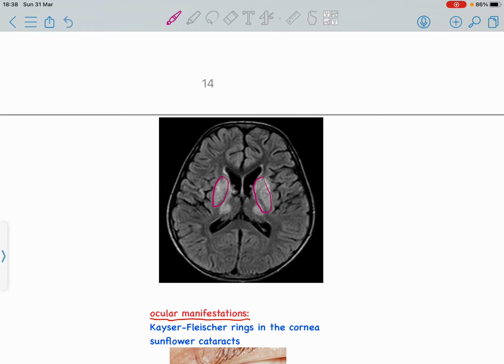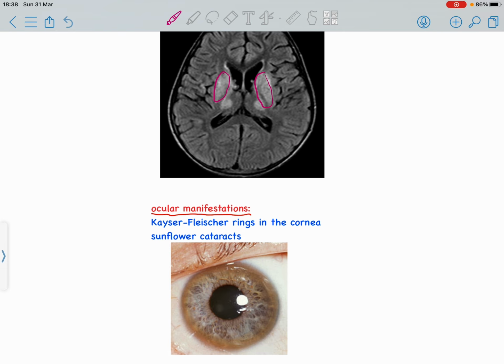And then comes the ocular manifestation. The ocular manifestation is mainly the KF ring, or Kayser-Fleischer ring, in the cornea, and it occurs due to deposition of copper in the Descemet membrane of the cornea. So this is the KF ring in the eye, and later on it develops the sunflower cataract.